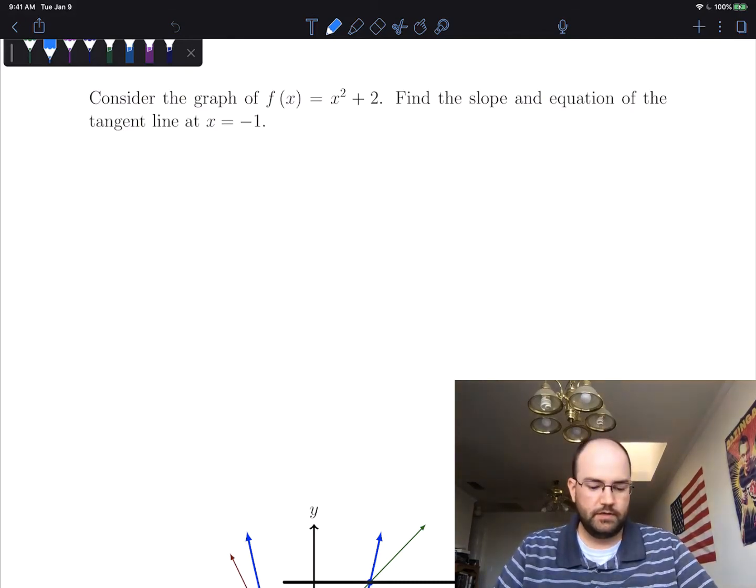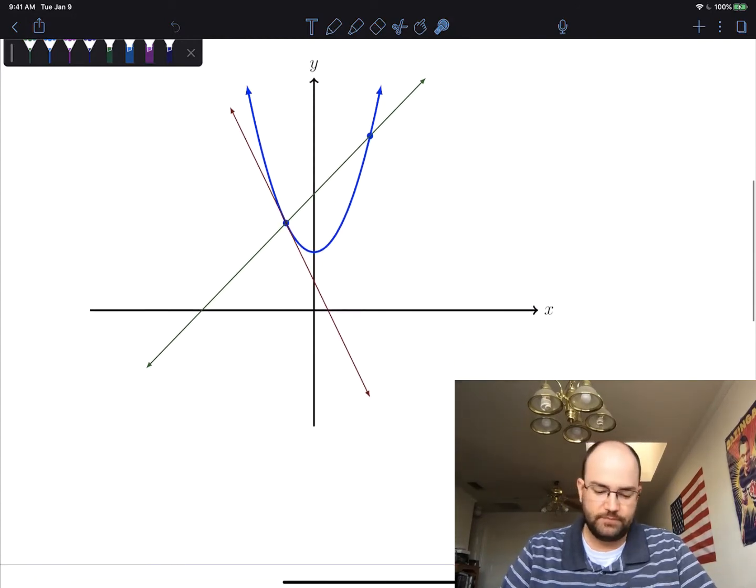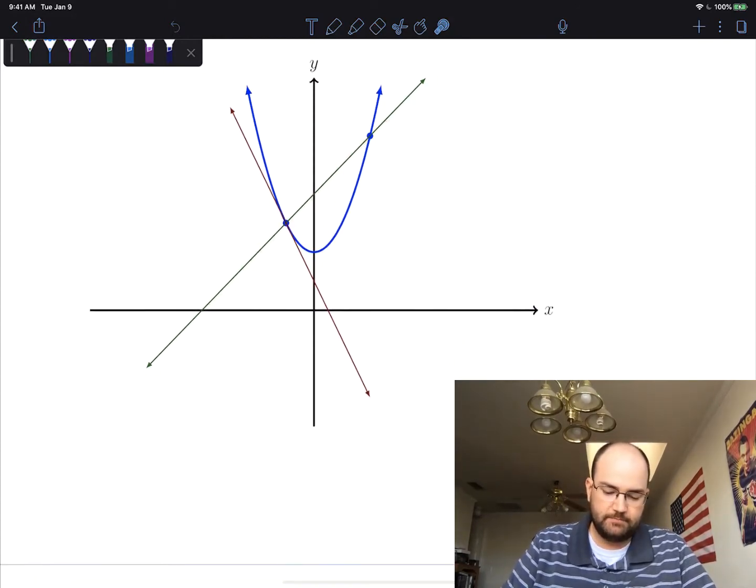Hello. In this video, we want to consider the graph of f of x equals x squared plus 2 and find the slope and equation of the tangent line at x equals -1. Now, to do this, we need to realize this is actually what we saw in the previous video. This is the secant line. Here's the original function. And now we're going to add on the tangent line.